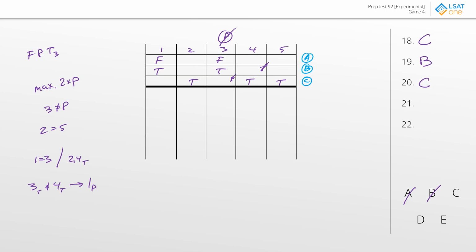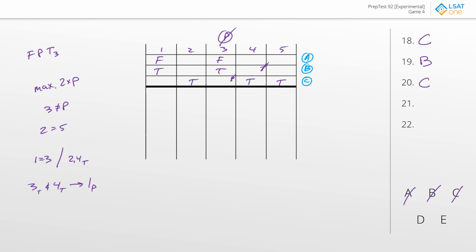Answer choice C, could we have 3 fedoras and 2 pillboxes? And maybe in that top scenario, could we have 3 fedoras and 2 pillboxes? Because if 2 and 5 are pillboxes, then yeah, why couldn't you have a third fedora in number 4? That doesn't seem like it would break anything.